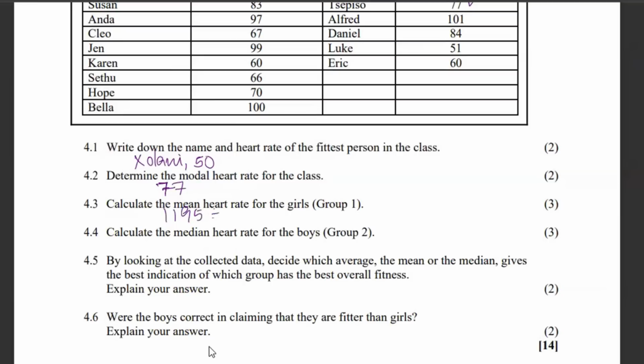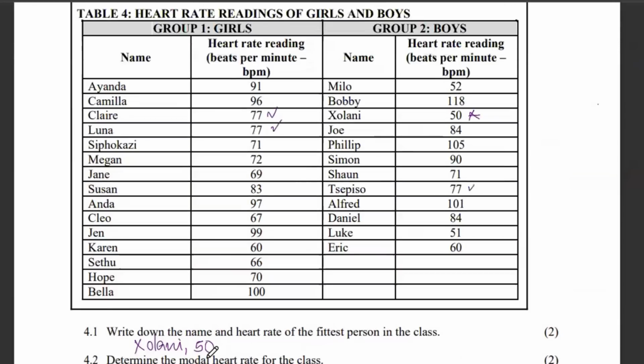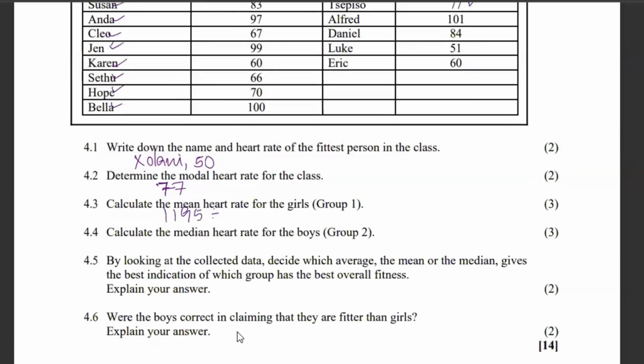Divide by the number of girls. We have them as 1, 2, 3, 4, 5, 6, 7, 8, 9, 10, 11, 12, 13, 14, 15. So we shall divide by 15. We have 70.